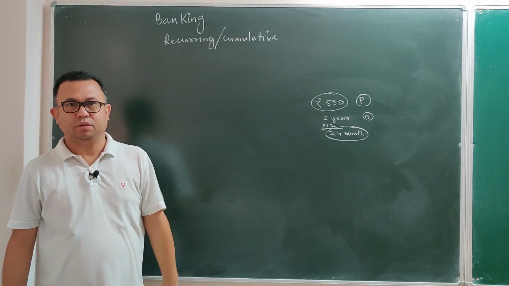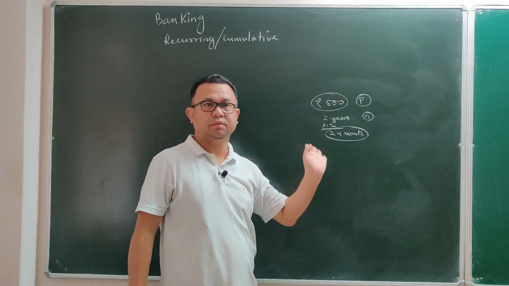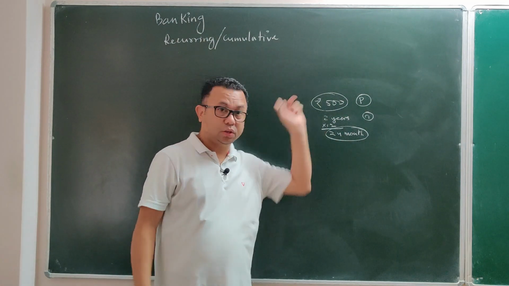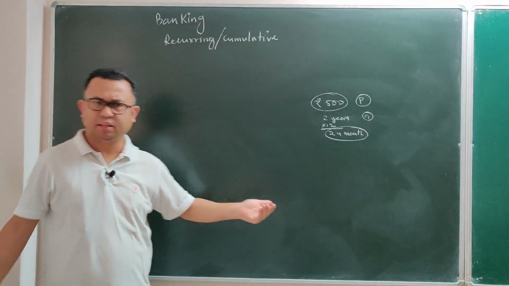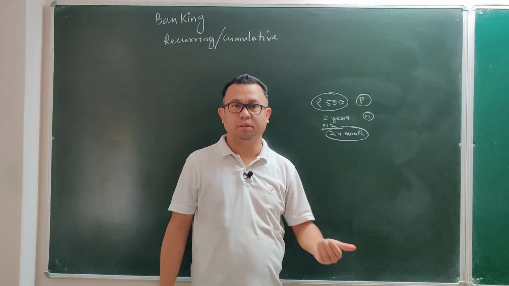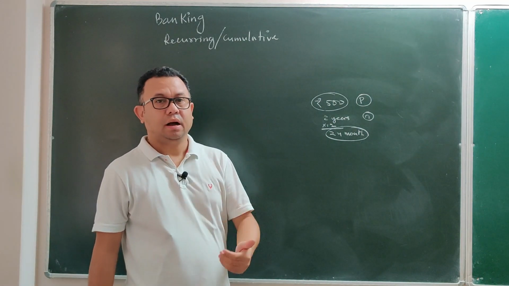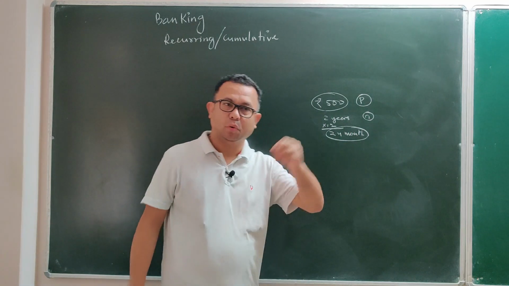Usually in SI, simple interest, if the month is given, you convert it into year. But here you do just the opposite. If it is given in month, you will take that only. But in case it is given in year, then you have to convert that year into month by multiplying with 12. Then after 2 years is completed, you will deposit every month.